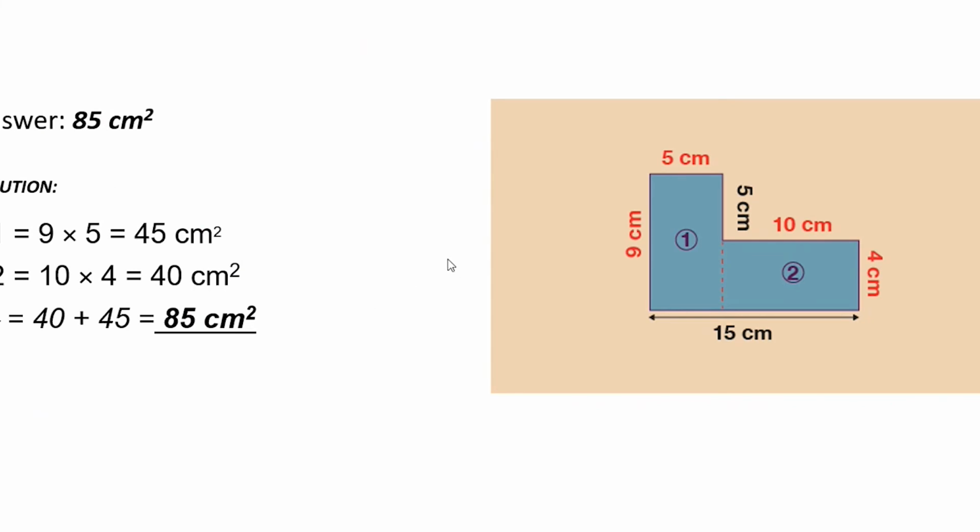So, ang una natin gagawin, hatiin natin sa dalawa. Since it is in irregular shape, pwede nating hatiin sa dalawa to. Pwedeng parehong tig-rectangle, or yung isang way is hatiin natin by 5 by 5 and then 15 by 4. The same way, 85 centimeters squared pa rin naman yung lalabas.